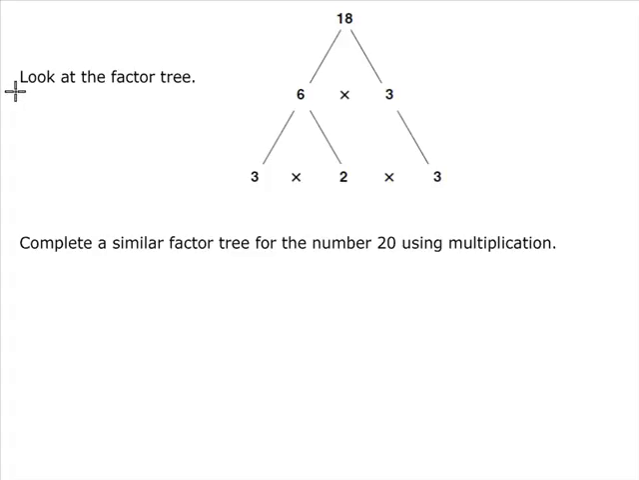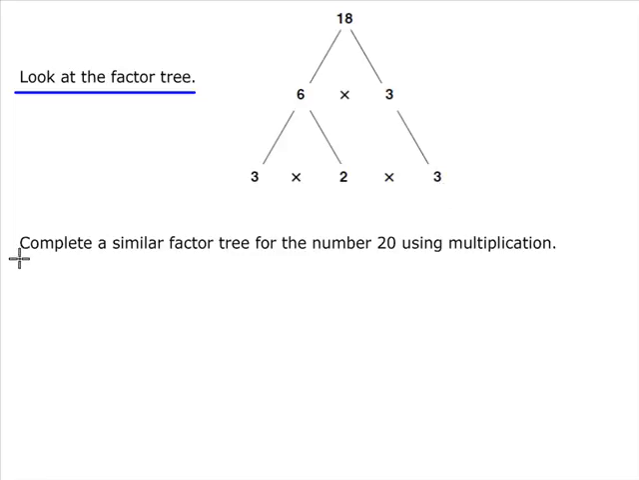Here the problem reads, look at the factor tree. Here we have a factor tree with 18 at the top, broken down into two factors, 6 times 3, and then the 6 is not prime, so it can be broken down into 3 times 2. Then the 3 is prime, so we're copying it down here, so that at the bottom we get 3 times 2 times 3.